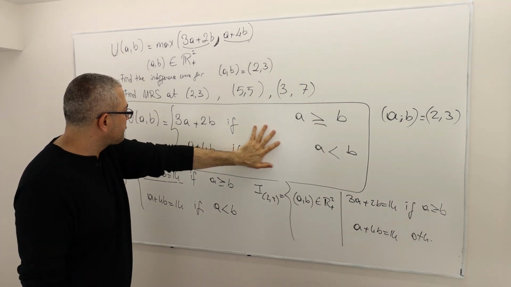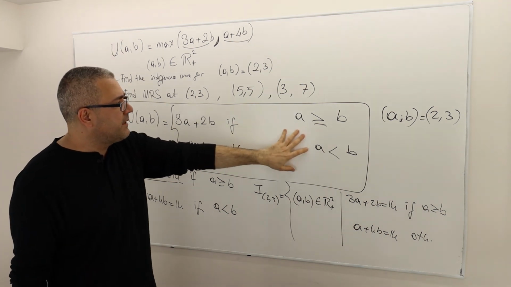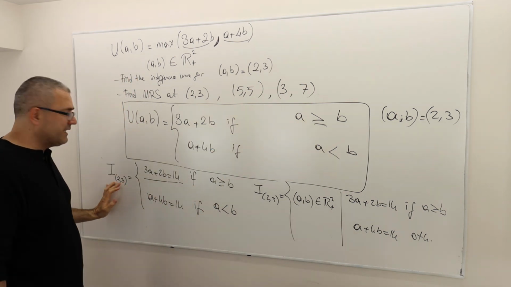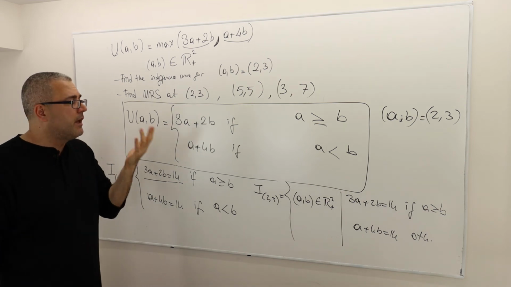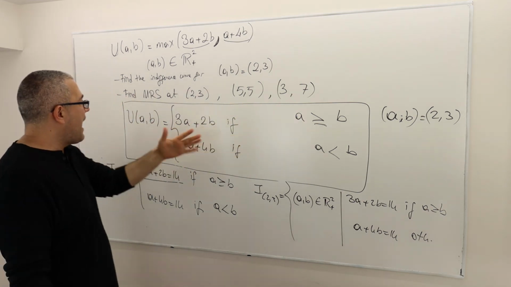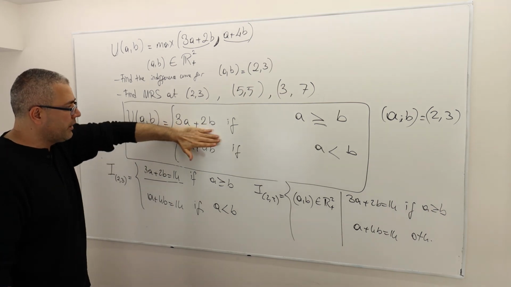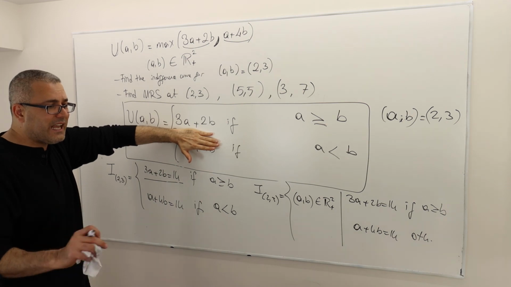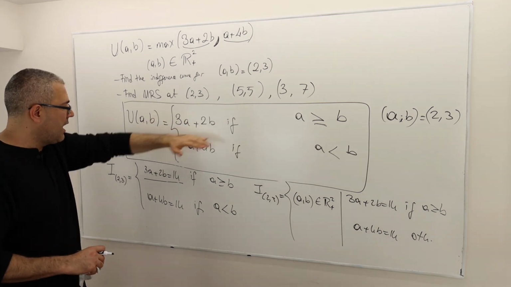So there might be some A and B where A is greater than B. Here A is less than B, but maybe there are some A and B where A is greater than B, and when you calculate the utility, which is going to be this one, it gives exactly the same utility level, which is 14.